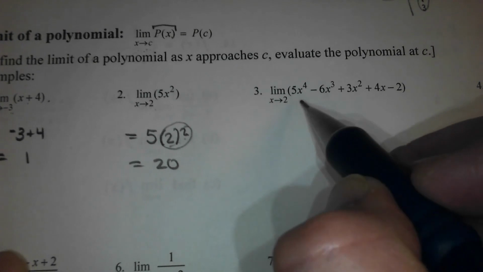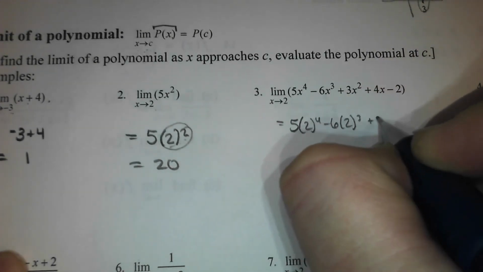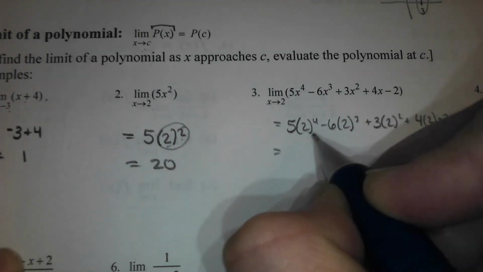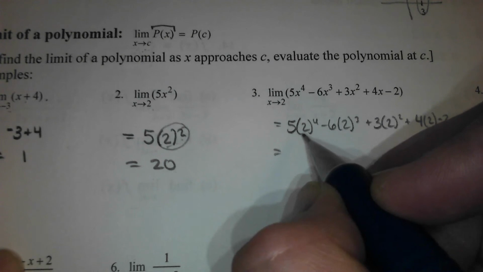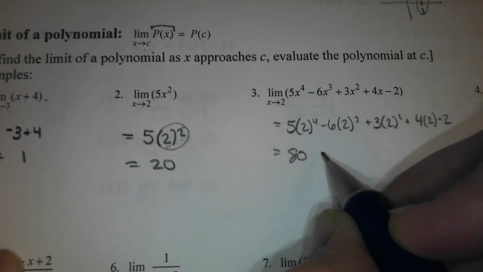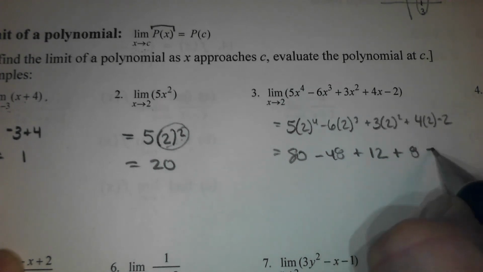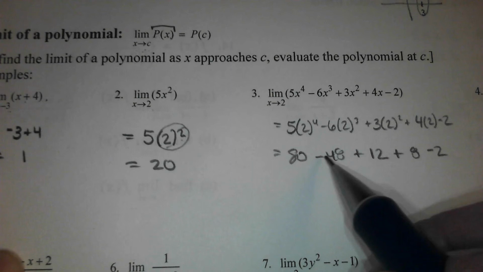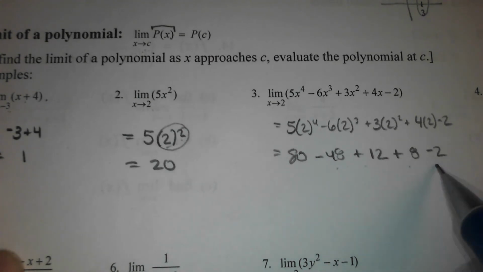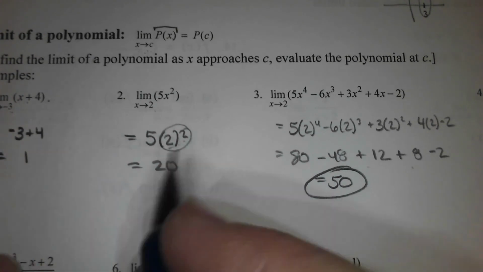In this one, just plug in a 2. You're going to get 5 times 2 to the 4th minus 6 times 2 cubed. So 5 times 16, I don't know why I'm struggling doing this in my head, but I'm going to fight my way through it. 80 minus 6 times 8 is minus 48. 3 times 4 is 12. 4 times 2 is 8 minus 2. 32 plus 12 is 44. 52, 50. Can someone audit me on that one? Check it on their calculator.